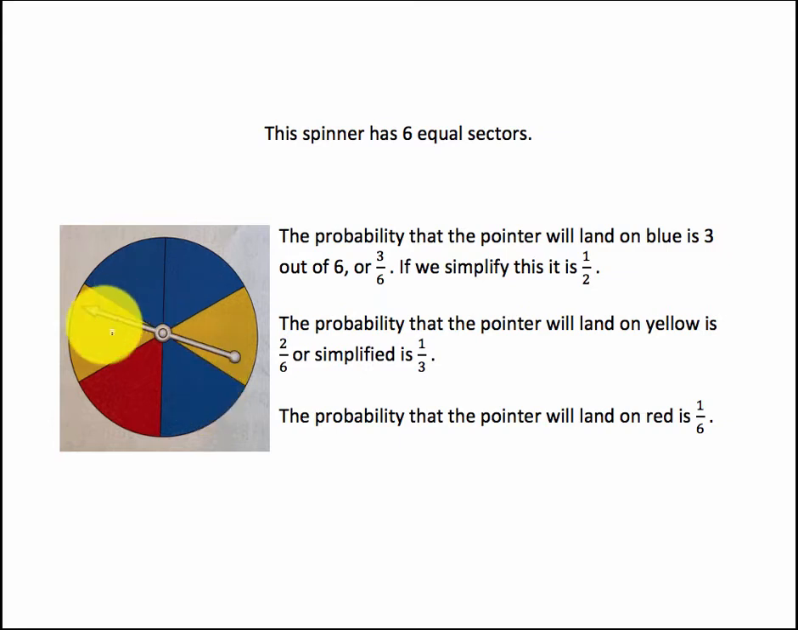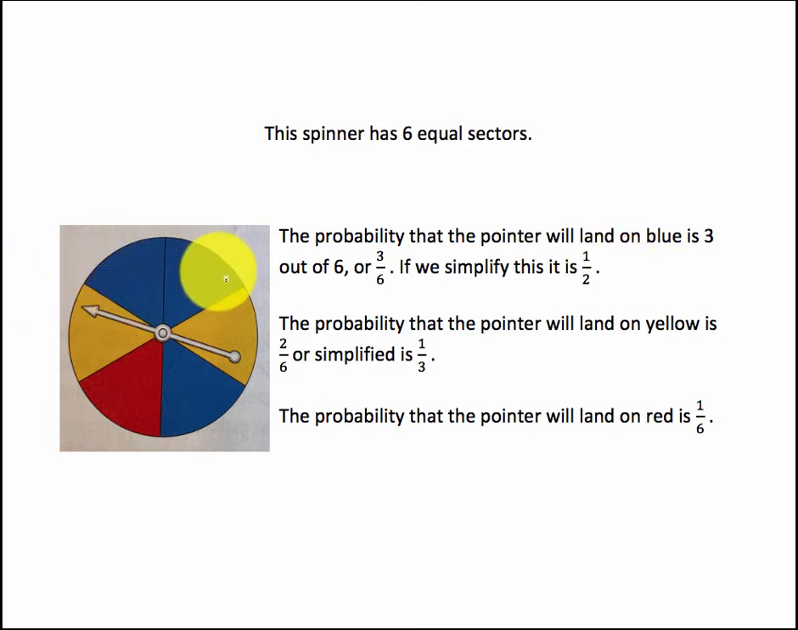So you have dice and you also have spinners. A spinner is something that's often used in board games where you have different sections and you flick the pointer here and it will point at one of the sections. So with this particular spinner, the probability that the pointer will land on blue is 3 out of 6.